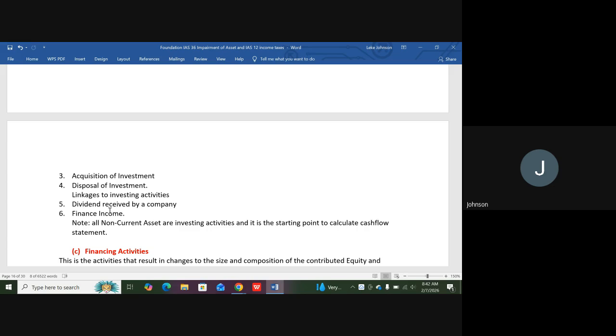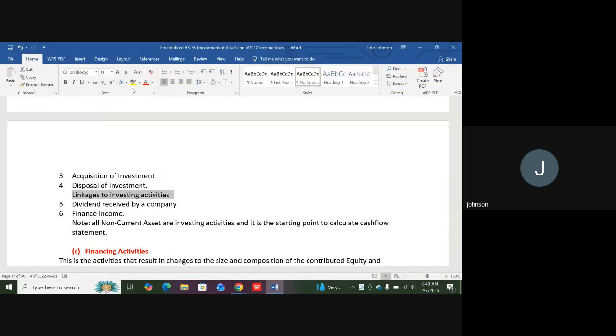So anything received, anything that you see that is received, is a linkage to because you invested. For instance, if you receive dividend, you receive it because you invested your money, right? If you now also receive interest, you receive interest because you lent somebody your money. So anything received is a linkage to investing activity. Anything you receive is a linkage to investing activity.